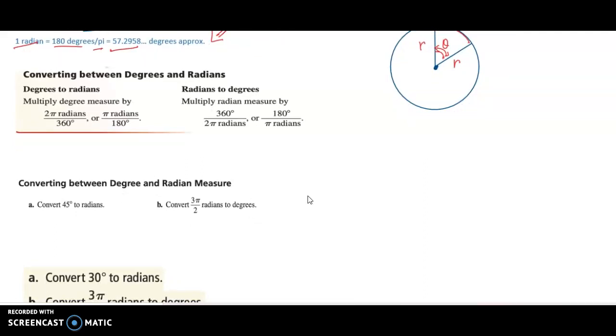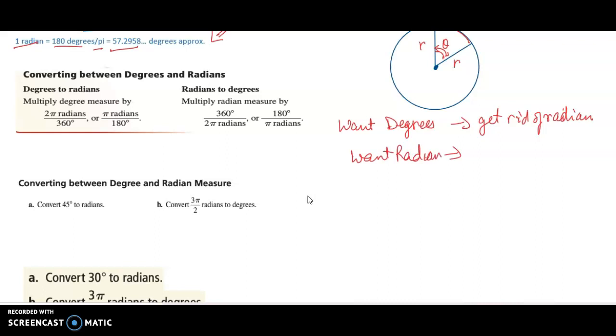My take on this is very simple. When your want is degrees, then get rid of radian, right? When you want radian, get rid of degrees. As simple as that. That is what they have explained in these formulas.